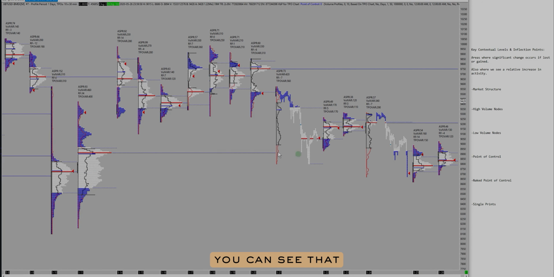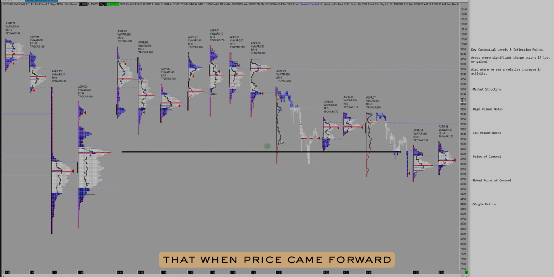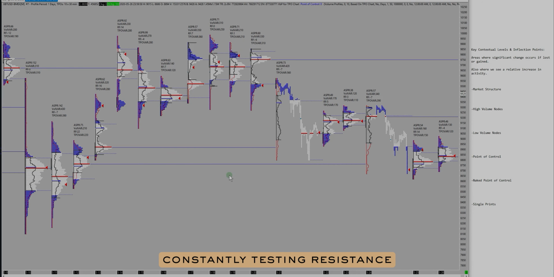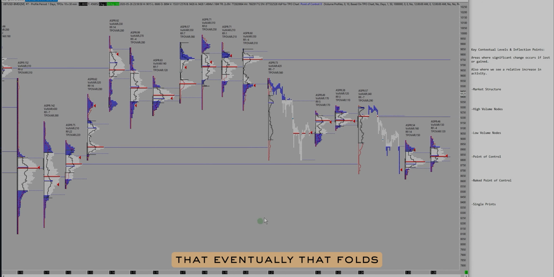And in that case, you can see that the point of control of that composite, where all the points of control line up, where the most volume is transacted over these 3 days, extending that forward gives us a support again right here, that when price came forward in the future, interacted with this more than once. And you'll see a significant level of interaction. Obviously, the more time you test something, the more likely it is to give way. Right? So if we're constantly testing support, constantly testing resistance, it becomes more likely that eventually that folds.